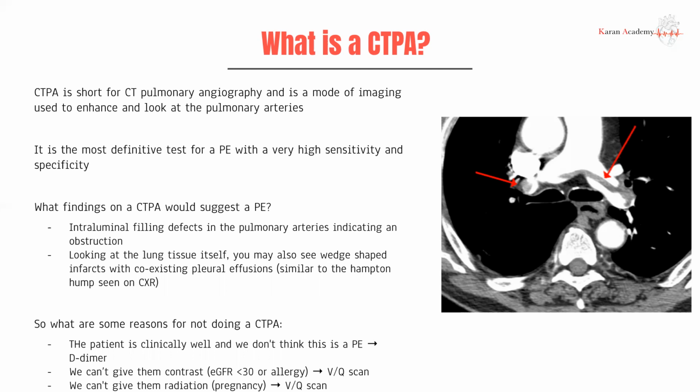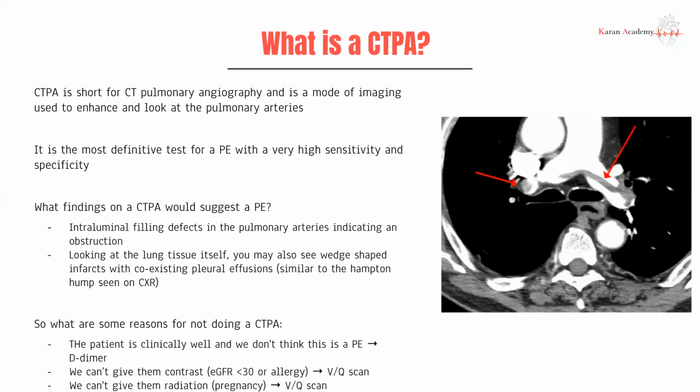There are three reasons why you wouldn't use a CTPA. If the patient is super well, you don't even think they need any investigation, low risk, well, you can do a D-dimer. But the two reasons why you would use a VQ scan over a CTPA is, firstly, if we can't give them contrast, which is an eGFR less than 30, or if they have allergies to the contrast. Some hospitals say 15 is the threshold, but usually less than 30 is kind of that gray area where we don't really want to be giving them more contrast because it will further affect their kidneys.